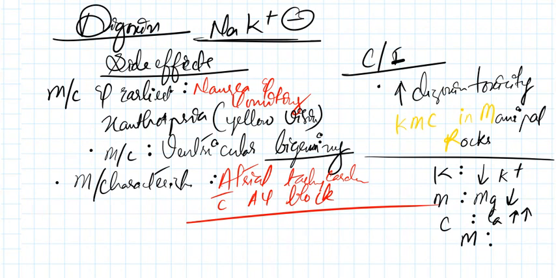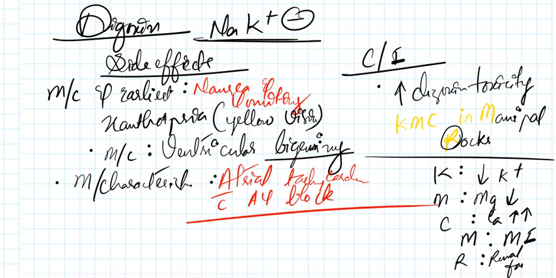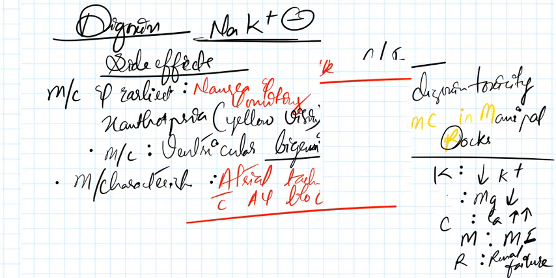M in Manipal refers to myocardial infarction, MI. And R in rocks indicates renal failure. Remember this, it is very important.